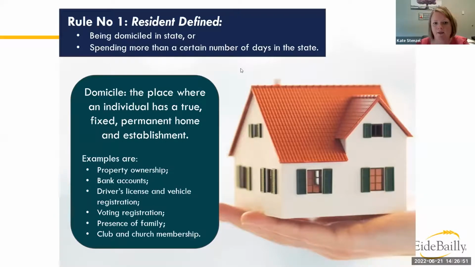Domicile is the place where an individual has a true fixed permanent home and establishment. Some examples are property ownership, bank accounts, driver's license and vehicle registration, voting registration, presence of family, and membership in clubs and churches. We start with the state of residency, then the rules for residents performing in another state or non-residents who perform within your state. It's also based on whether you have nexus, some kind of business connection, for both of those.